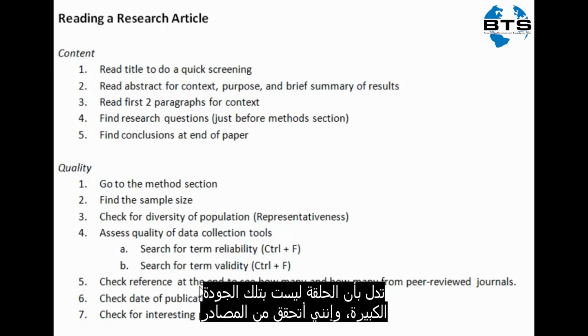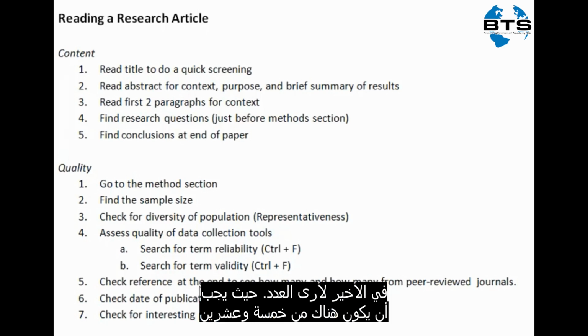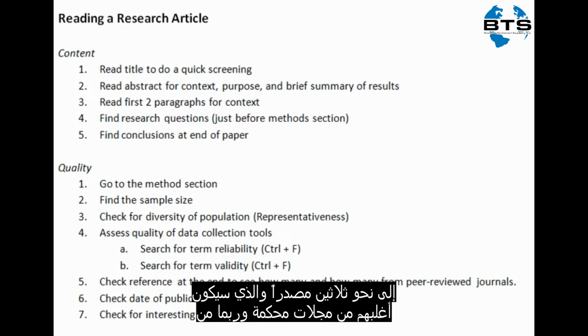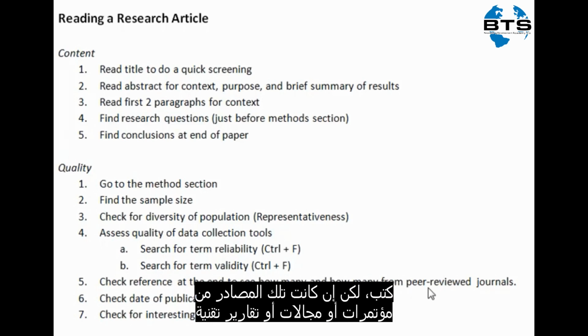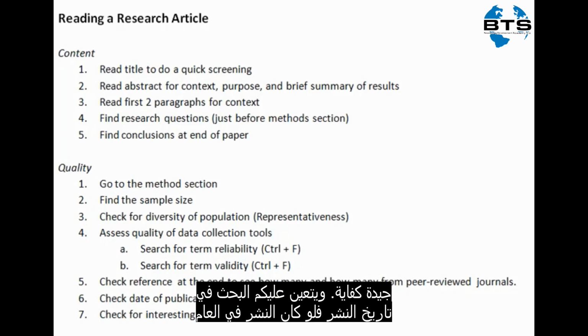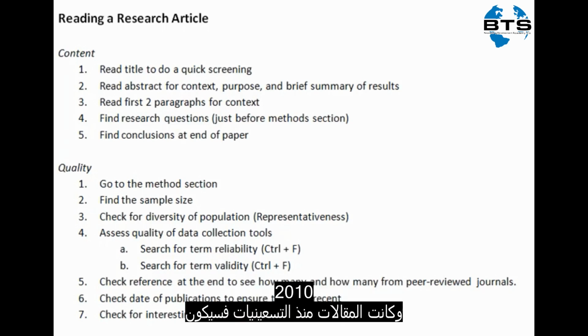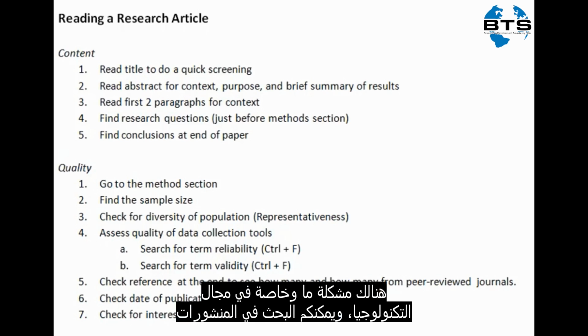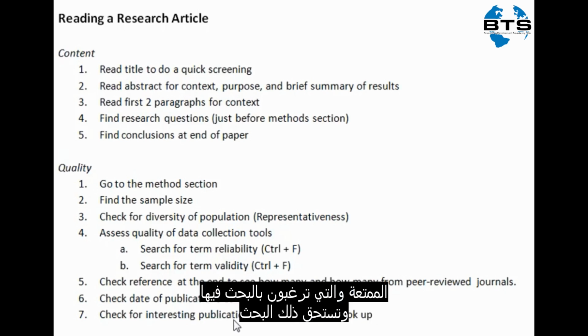And then finally, I would check the references at the end just to see how many there are. There probably should be about 25 or 30 references, and most should be from peer-reviewed journals, maybe from books. But if they're from conferences or magazines or technical reports, this could be a problem. It just means the literature review may not be that good. Also check the date of publications. If you're in the year 2010 and they're all articles from 1990, that can be a problem, particularly if it's a technology topic. You might also check for interesting publications that you might want to look up. So that's worth looking at in the references.